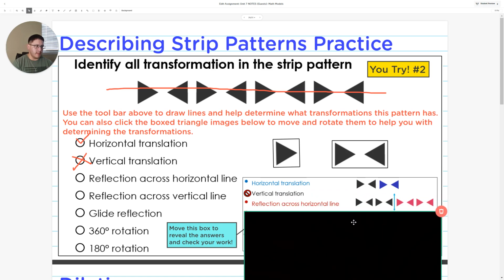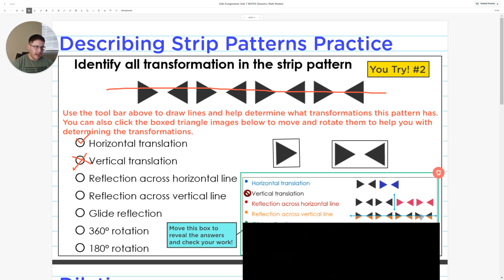Okay, let me see where we're at. Well, this is the horizontal line, not that one. But yes, we can create the top image by reflecting it across the horizontal line to make the bottom image. So, reflection across horizontal, yes. Reflection across a vertical, also yes. We can create a vertical line right here in the middle, and then the left side can go across to look like the right side. So, this is good.